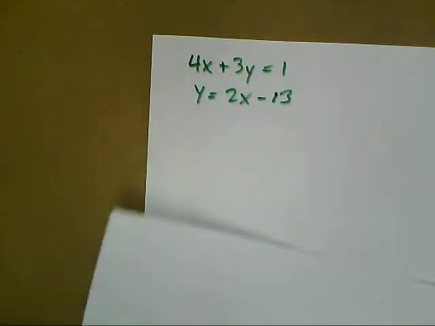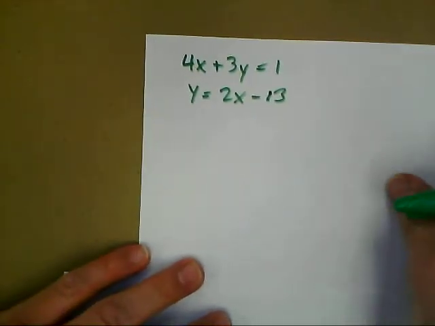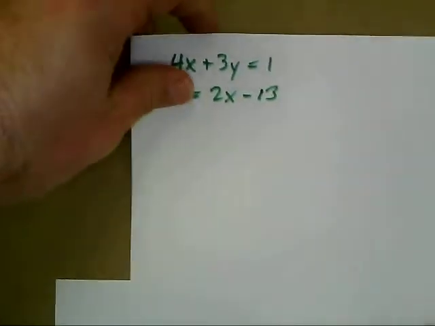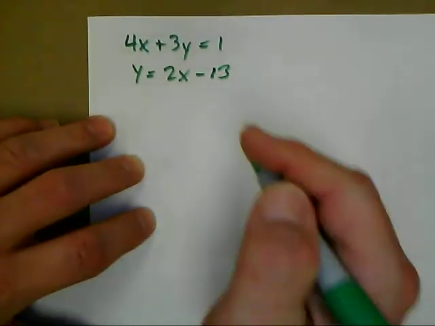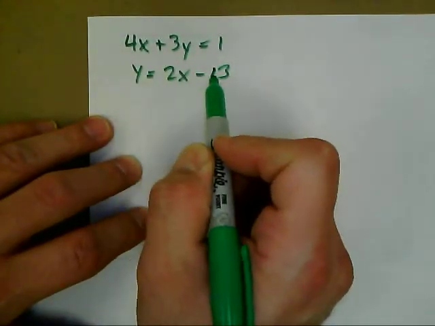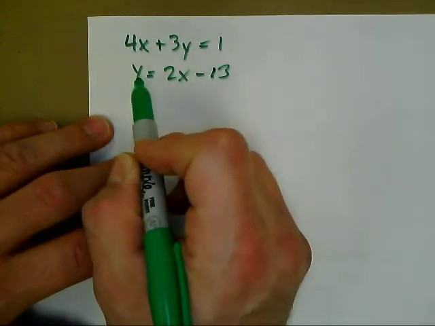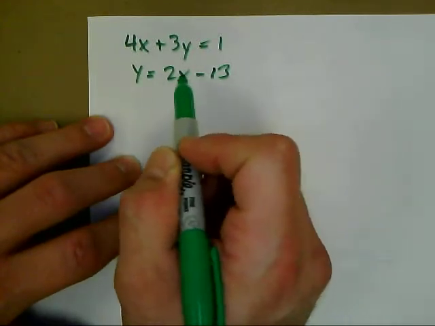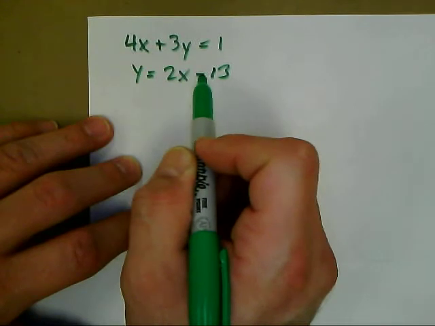Let's look at the next one. Once again, we have one solved. This one happens to be the bottom one is solved for y. So all of that, 2x minus 13, is the value of y. So I can replace y with this binomial here.